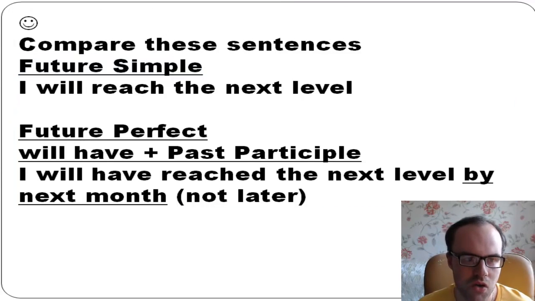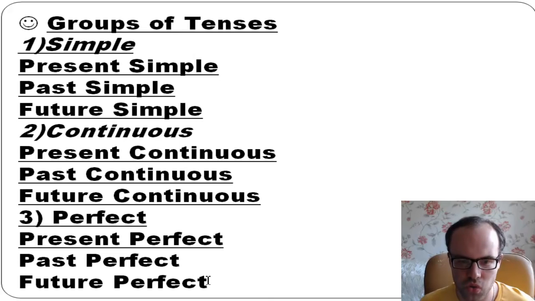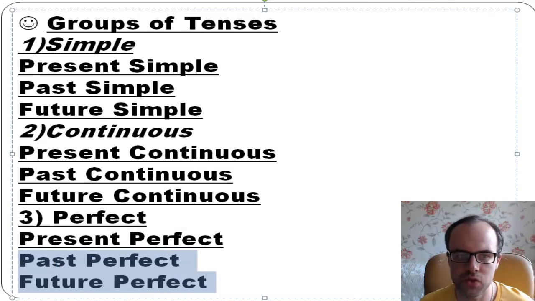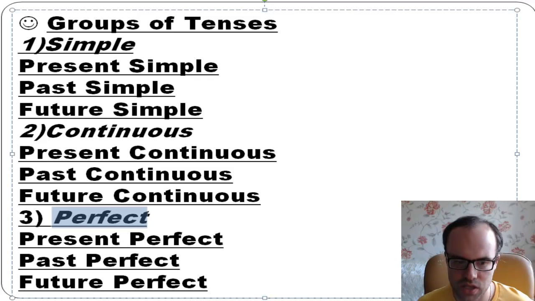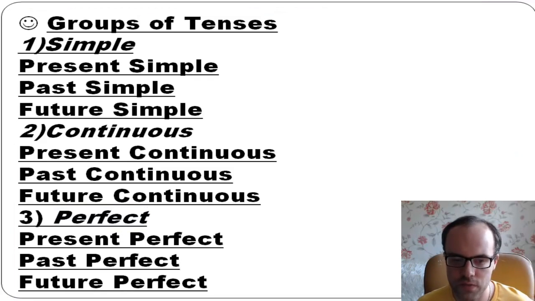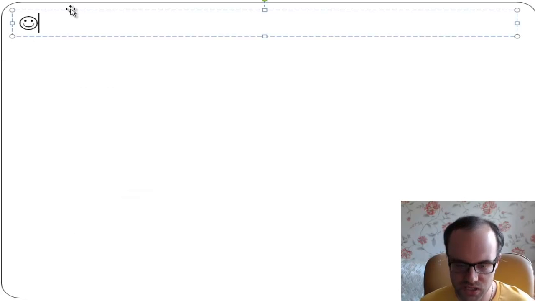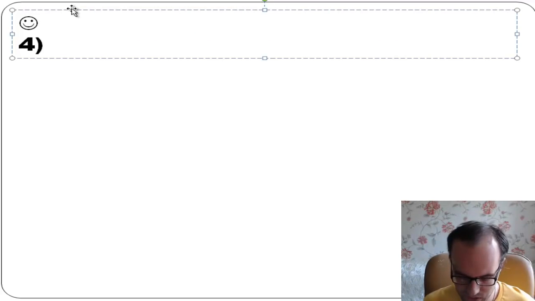You see the difference. Okay, so very good. Very good. Or I can also say amazing. So we talked about past perfect, future perfect, and we looked at three different groups of tenses: simple, continuous, and perfect. As you know, there are four groups in English tenses. So it's perfect continuous.